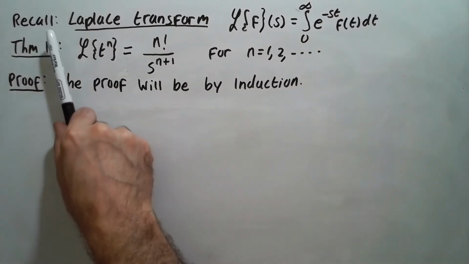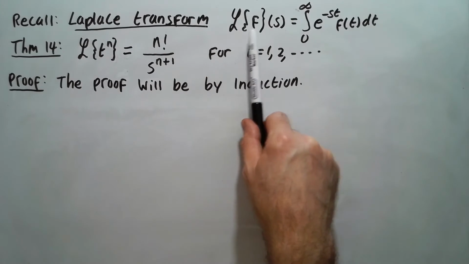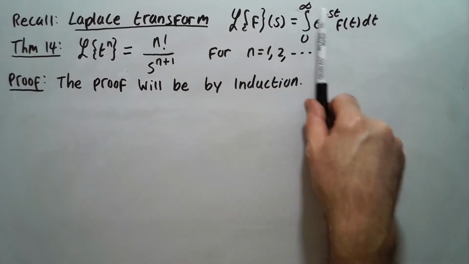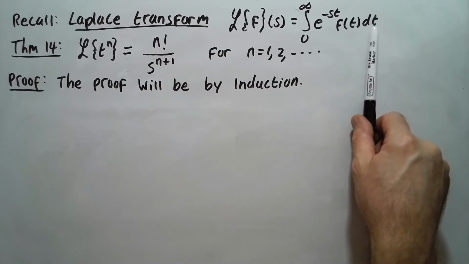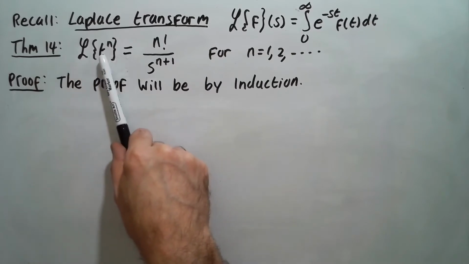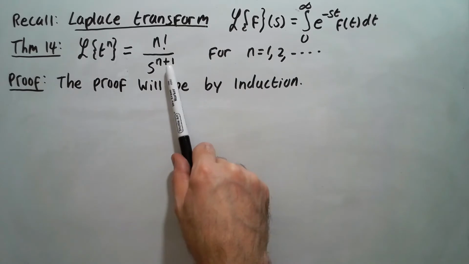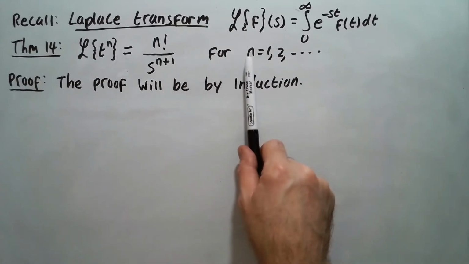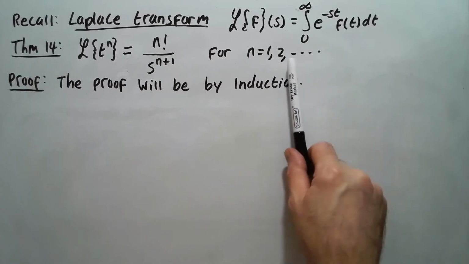Okay, so recall the definition of the Laplace transform. It's L of f equals the integral from 0 to infinity of e to the minus st f dt. So theorem 14, we have to show the Laplace of t to the n equals n factorial over s to the n plus 1, where n can be 1, 2, 3, 4, and so forth. So it's a positive integer.